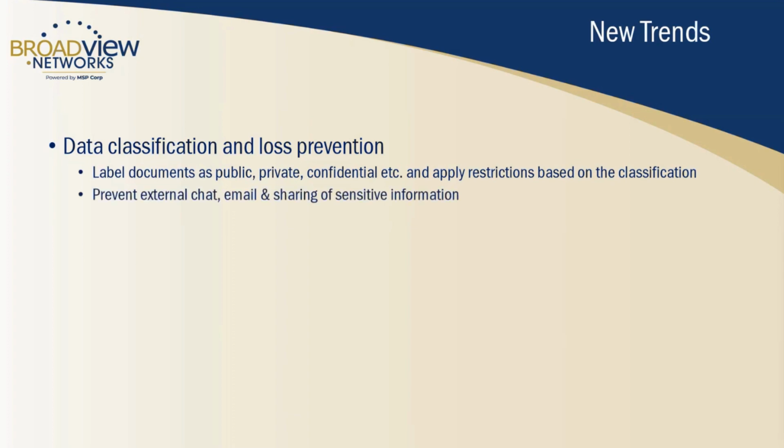So classification generally is about labeling documents. For example, very generally, what's a publicly viewable document versus an extremely confidential document? You want to apply labels to those and classify them, and then have actions based on those labels. Hand in hand with that is loss prevention. So from an external perspective, you want to make sure those confidential documents are not being leaked outside via chat or email or other methods like Teams.